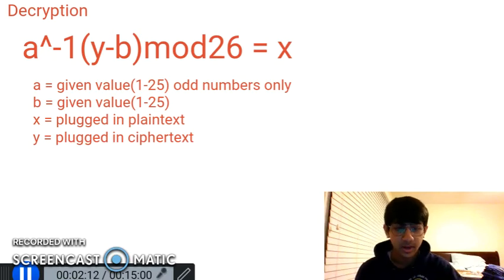So I'll explain later how to get this equation, but don't inverse it using like 1 over a to the power of 1 or 1 over a. That's the wrong type of inverse. You have a inverse times y minus b mod 26 equals x. So as mentioned before, a is going to be your odd number only given value from 1 to 25. B is going to be from 1 to 25. They actually give you these values, so you don't need to calculate them. X is your plain text, y is your cipher text.